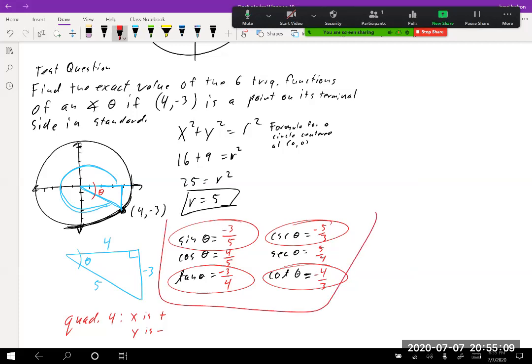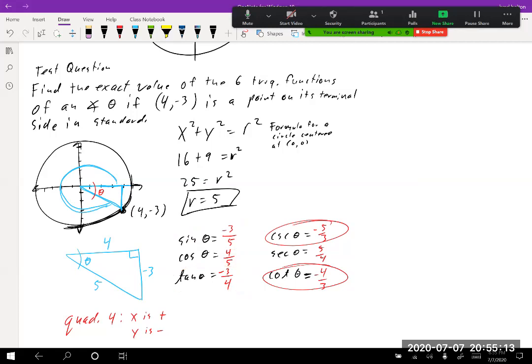So that's something that's kind of important that you want to take away from this, is that oftentimes trig is really nice because you can do a lot of work without knowing the actual angle. You can still find the relationship that that angle would create in the trig functions.